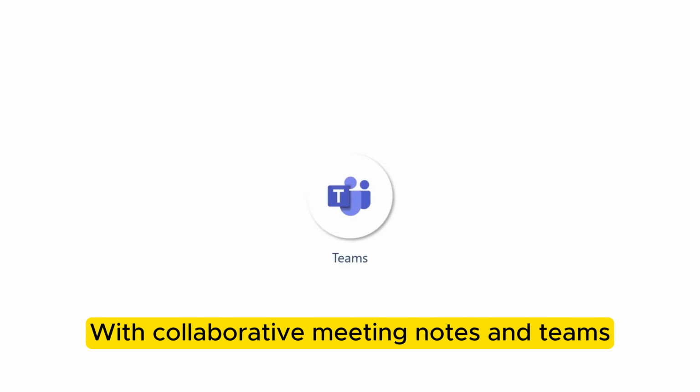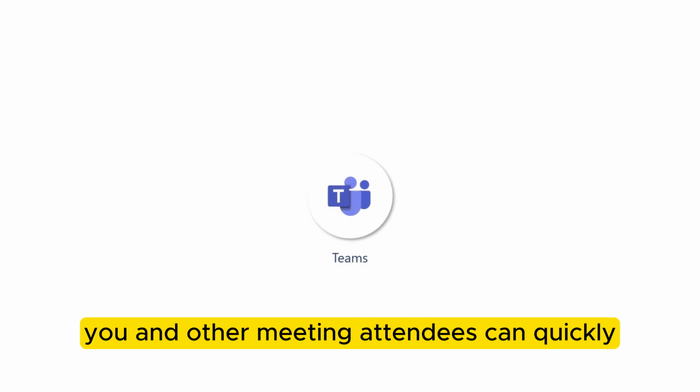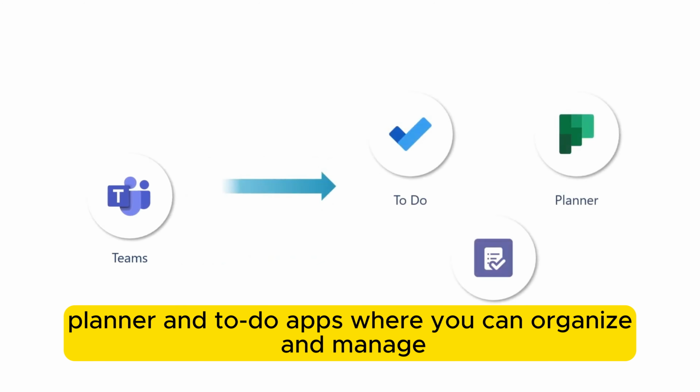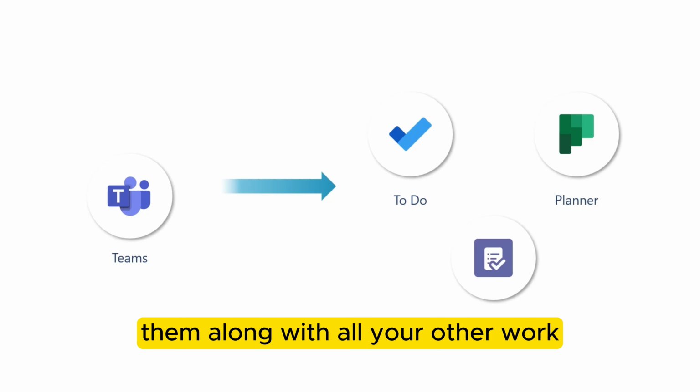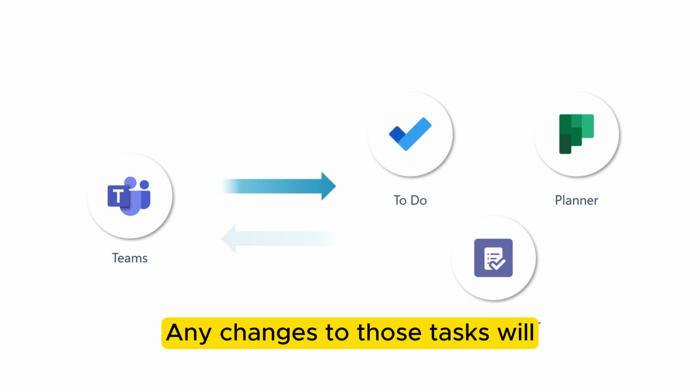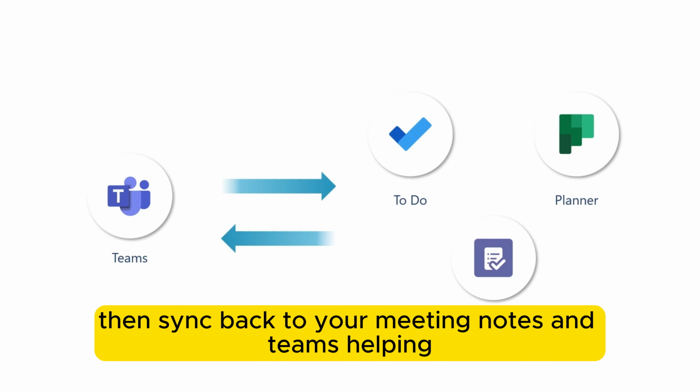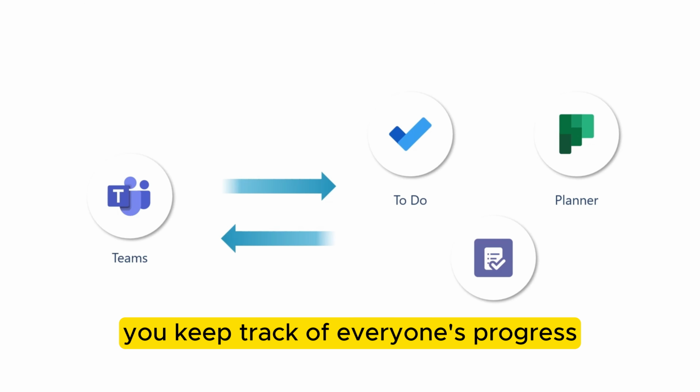But what if there was an easier way to capture tasks and track them to completion? With collaborative meeting notes in Teams, you and other meeting attendees can quickly capture follow-up tasks together. Tasks assigned to you will sync to your Tasks, Planner, and To Do apps where you can organize and manage them along with all your other work. Any changes to those tasks will then sync back to your meeting notes in Teams, helping you keep track of everyone's progress.